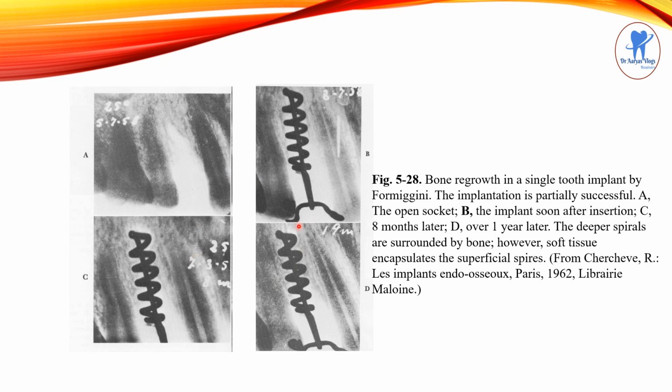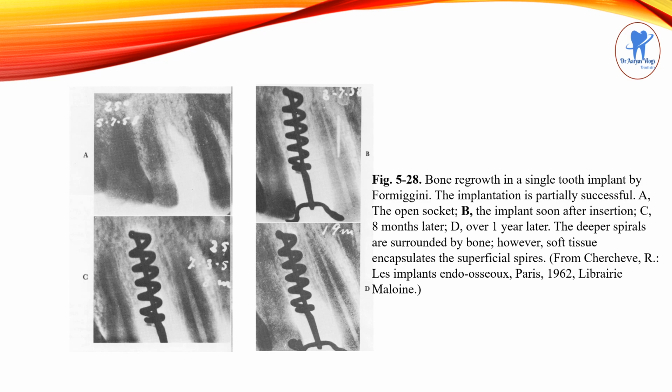Here is the bone regrowth in a single tooth implant by Formigny. The implantation is partially successful. This is the open socket. Here is the implant soon after insertion. Here, 8 months later. This is over 1 year later. Deeper spirals are surrounded by bone. However, soft tissue encapsulates the superficial spires.